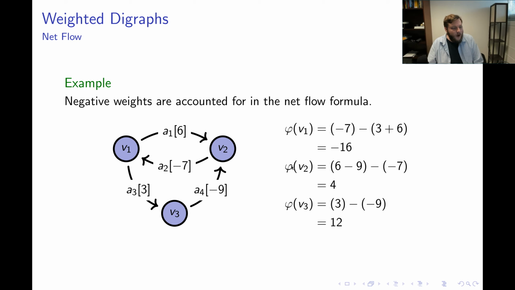If I go to the second node, there are 2 arrows pointing into the second node. That's A1 and A4. Those weights are 6 and negative 9. So I start with 6 plus negative 9, which is really just 6 minus 9. Then I subtract off all of the weights pointing away from V2. There's only one arrow pointing away from V2, and that's A2, carrying a weight of negative 7. So in the net flow formula, I subtract negative 7 from the quantity 6 minus 9, and the arithmetic here gives me 4. And of course, we could do a similar calculation with V3. Do that yourself and make sure that what you get is compatible with what I've written here.